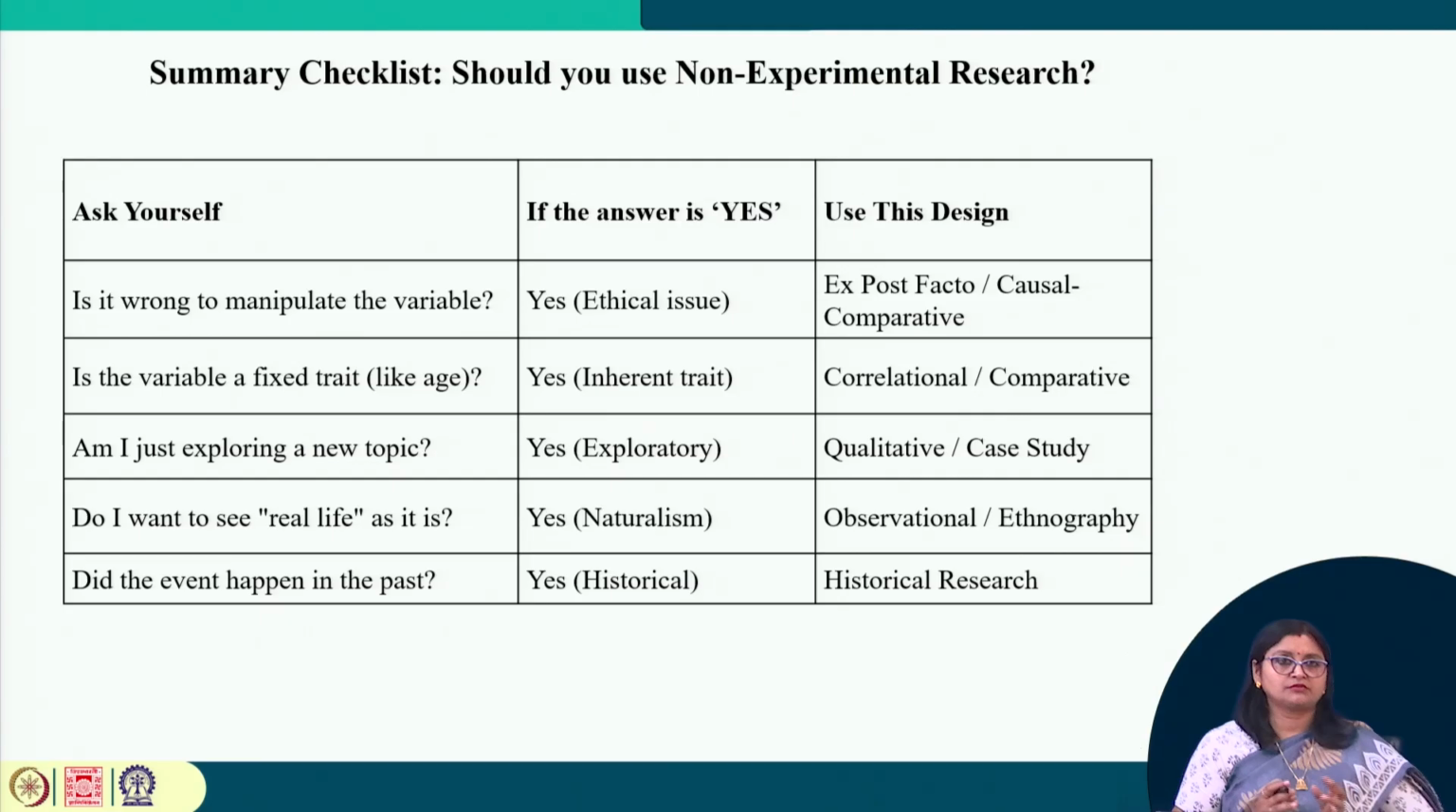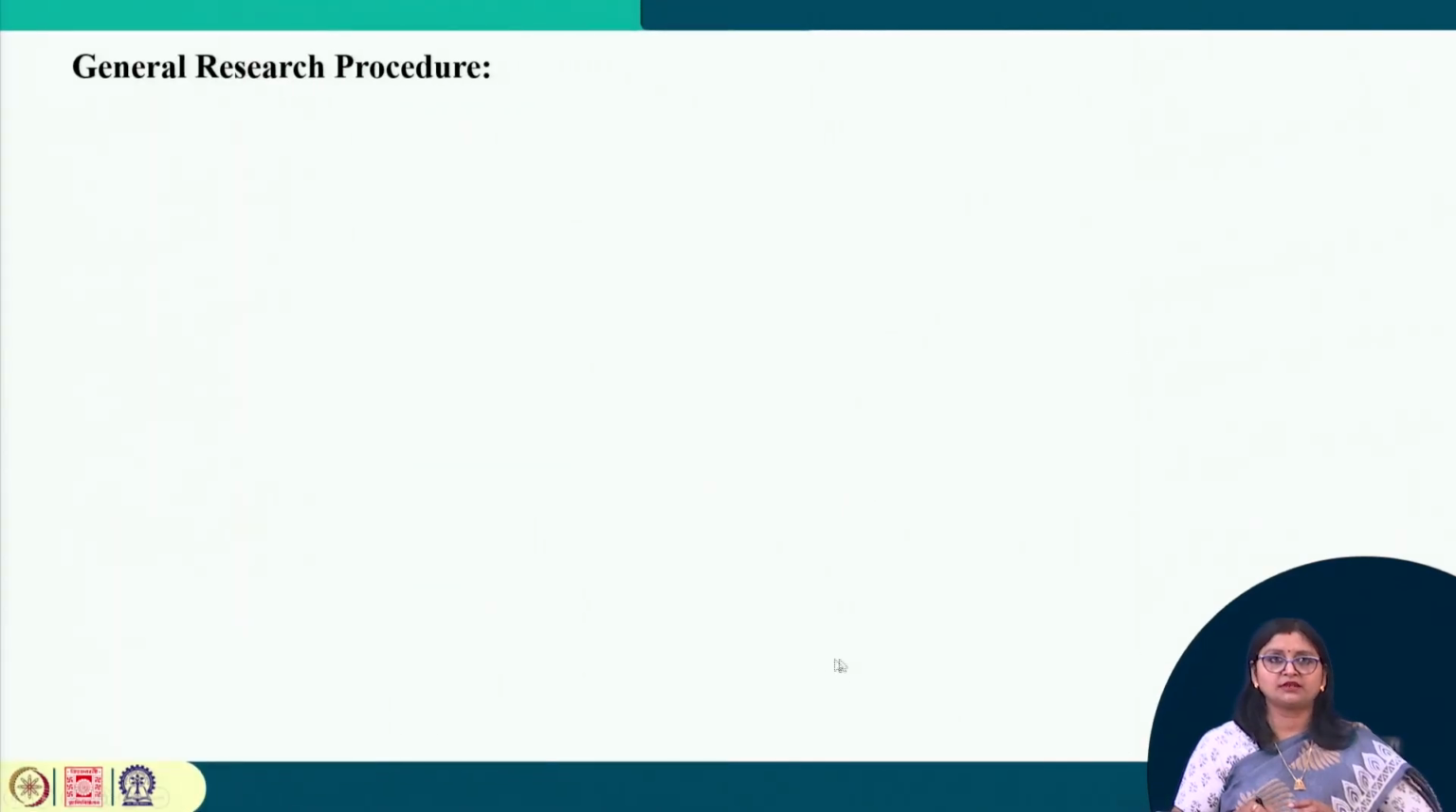If the question is, do I want to see real life as it is? Yes, then go for naturalism, and observational or ethnographic studies will help you. And if the question is, did the event happen in the past? If yes, this is historical, and go for historical research. So, I tried to make it simple.